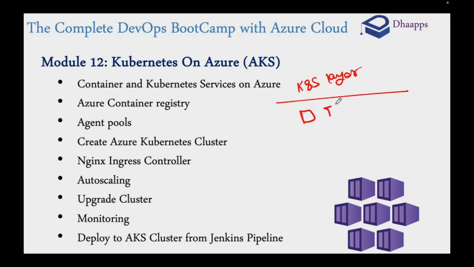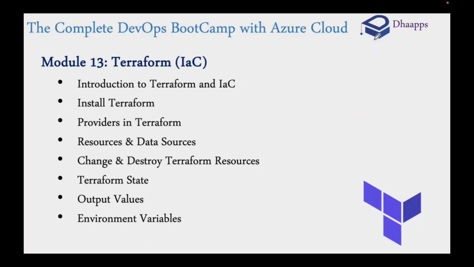Now AKS, what will it do? It will manage these nodes, and we are going to deploy our application here. You will understand more once you learn the cloud as well in the 9th module. Once we cover Azure separately and Kubernetes separately, in module 12 we will learn Kubernetes on Azure, and in the final project we are going to deploy it using Jenkins. Okay, we'll talk about projects in the last slide.